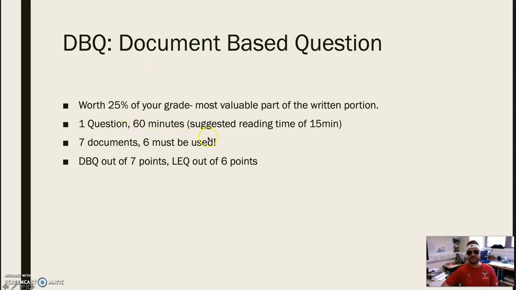So 7 documents, 6 must be used. You have no option, but hey, why not use 7? The DBQ is out of 7 points, while the LEQ is out of 6 points, and so we're going to look at a number of those points today. Hopefully we'll be looking at the evidence and analysis in this video.